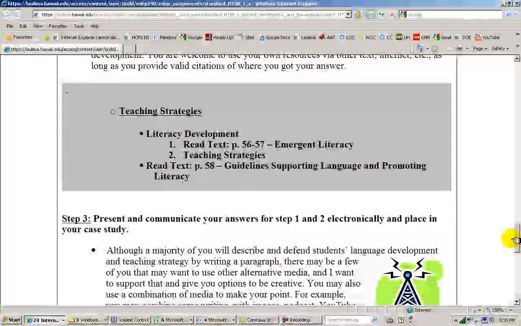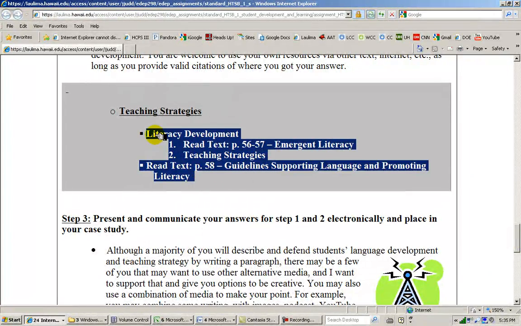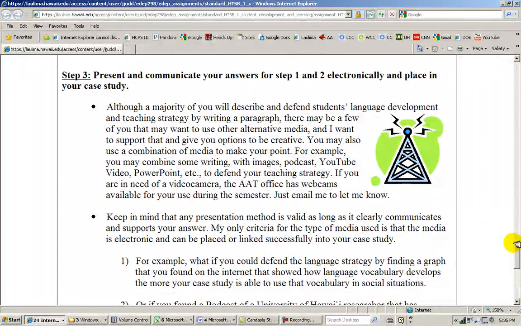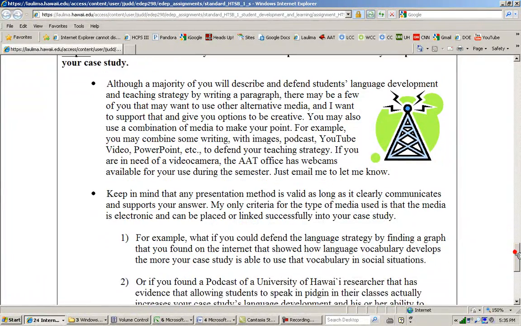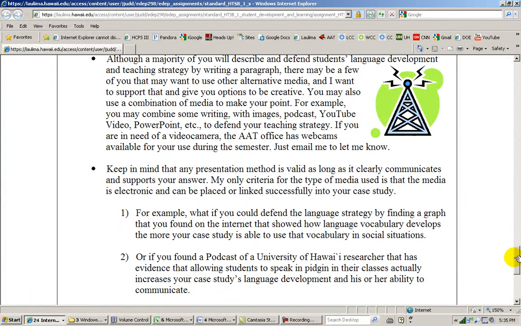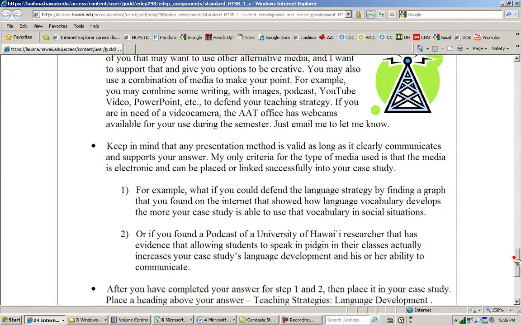When you also look at the text on some of these teaching strategies, you're going to put it together electronically, just like you do for the brain, mostly by paragraphs. But if you want an alternative media such as PowerPoint, you can do one in writing, one in PowerPoint. It doesn't have to all be the same. You can do it any way you want.